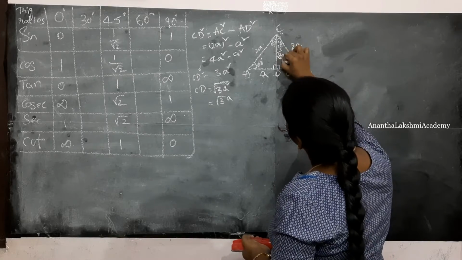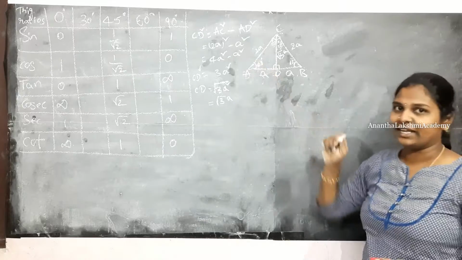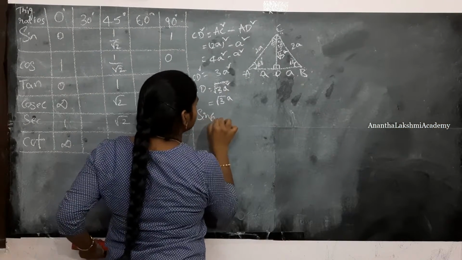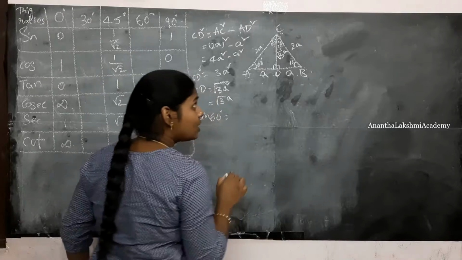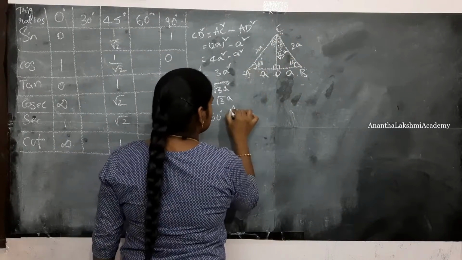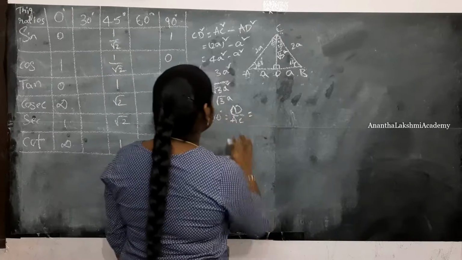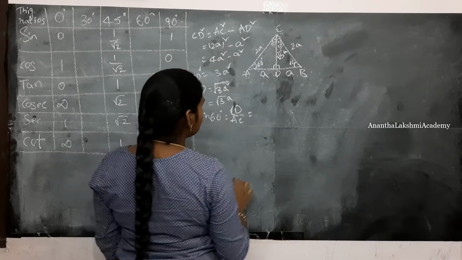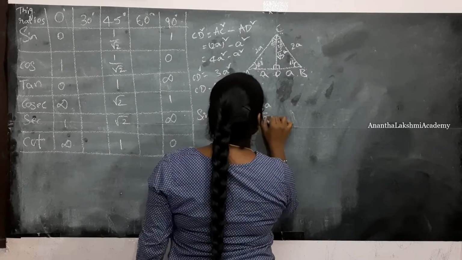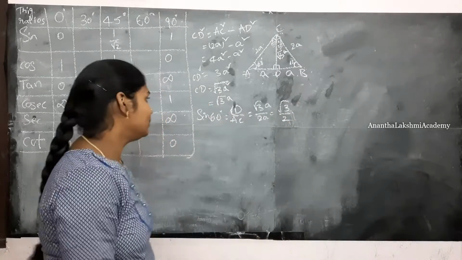Root 3a. Can I figure out sine 60 now? This by this. Quickly, let's do this. So sine 60 is nothing but, try to figure out by yourselves, which is nothing but CD by AC. CD is root 3a, AC is 2a. This becomes root 3 by 2.